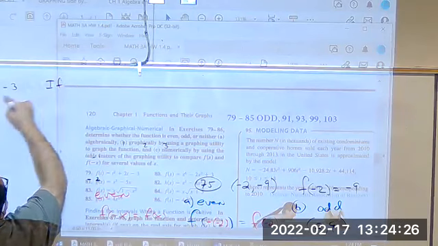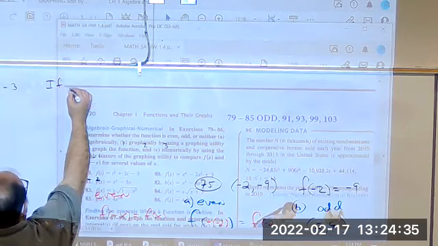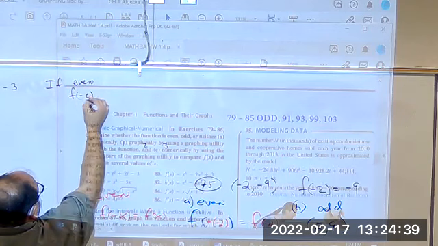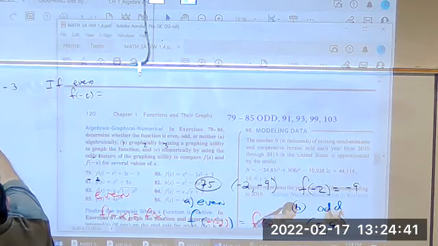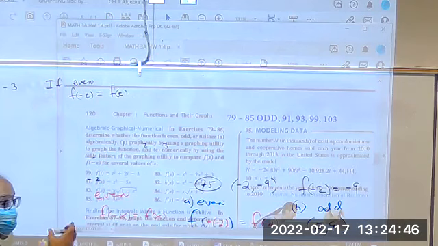If the f of t function is even, if it's an even function, when I plug in f of -t, I will get the original function f of t. I have to get the original function that I started with. All the y's have to be the same.